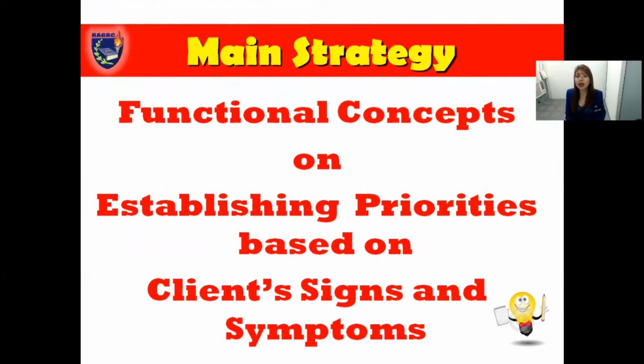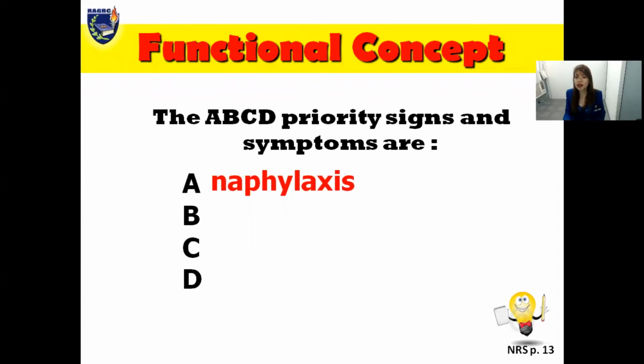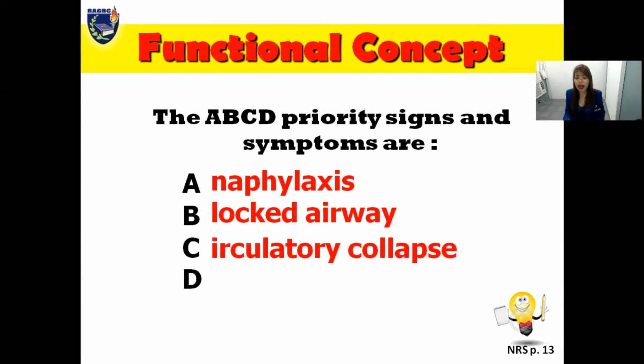Next, main strategy: functional concepts and establishing priorities based on clinical signs and symptoms. Take a look at this. The functional concept, the ABCD priority signs and symptoms, are: A, anaphylaxis; B, blocked airway; C, circulatory collapse; and D, drooling. These mnemonics will be found on your NRS, that is your nurses' reminder sheet, on page 15.